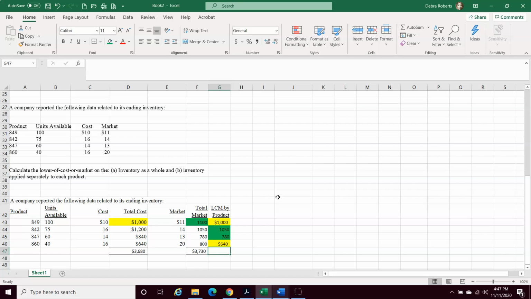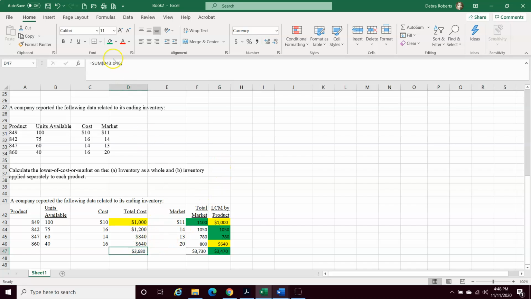Now, can we do it by product line, or can we do it in total? So let's do that. Let's do our totals here. There we go. So the answer is applied separately. We've got our 3,470 is our LCM. And that's the answer. What is going to be our LCM applied to inventory as a whole?